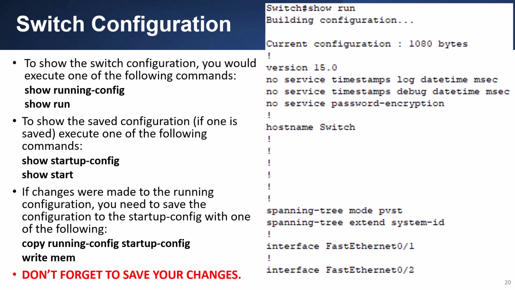To show the switch configuration, you would execute one of the following commands: show running-config or show run. To show the saved configuration, if one is saved, execute one of the following commands: show startup-config or show start. If changes were made to the running configuration, you may need to save the configuration to the startup config with one of the following: copy running-config startup-config or write mem. If you don't save the changes, the next time you shut down or reboot the switch, the changes will revert back to the previously saved configuration.